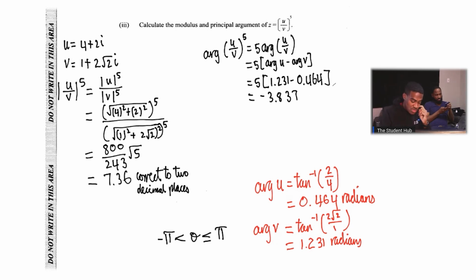So what we need to do here is actually add 2 pi. In some cases, some people might add 1 pi, but if you add 1 pi, that wouldn't give you the correct answer. You need to add 2 pi and your final answer would be this here.